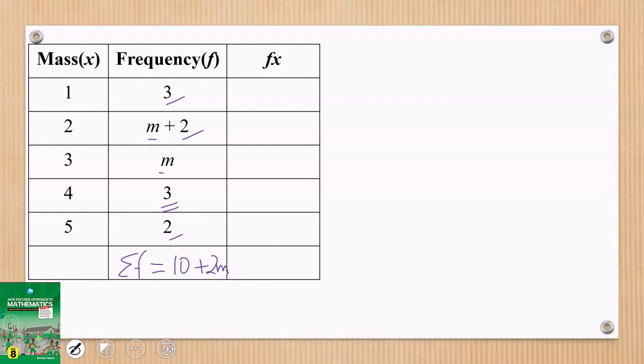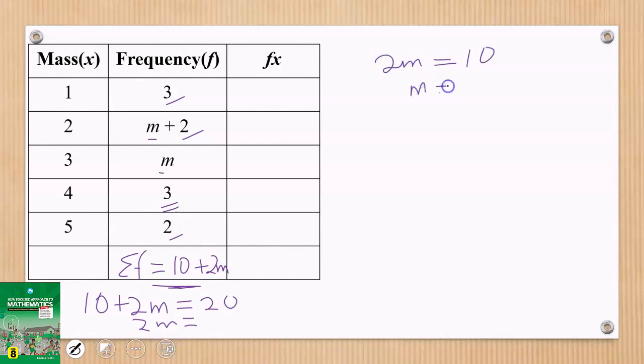Good. Then we can also do, remember that the question said the fruit is 20 in all, which means that this our total frequency is supposed to be 20. So we can say 10 plus 2m is equal to 20, because that's what the question said. So 2m will be equal to 20 minus 10, which will give us 10. And so we can have 2m is equal to 10, m is equal to 5. So our m is 5.